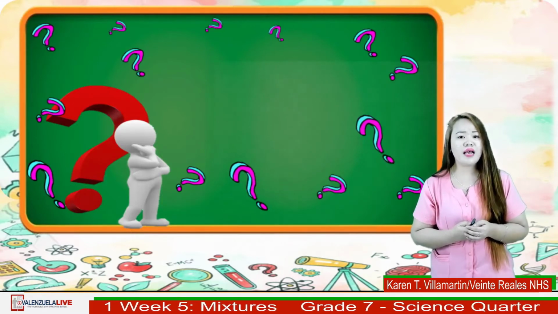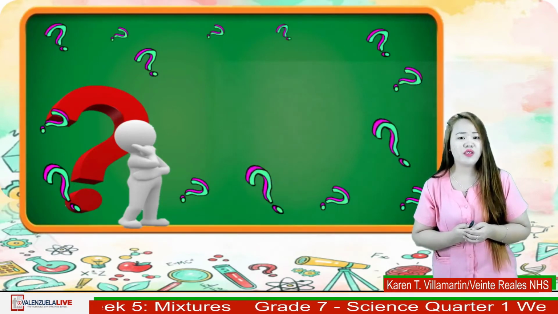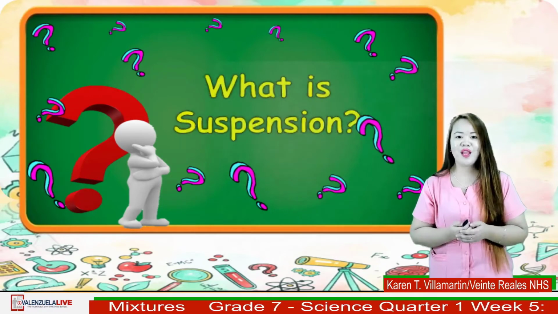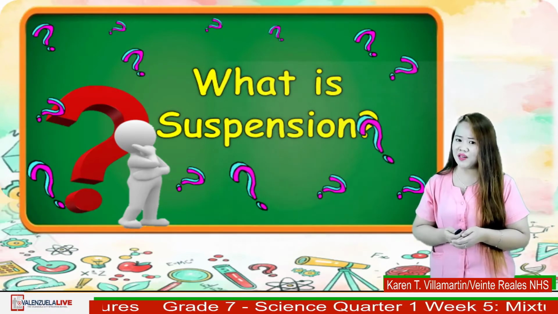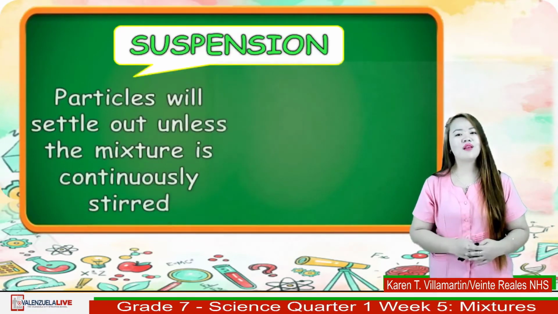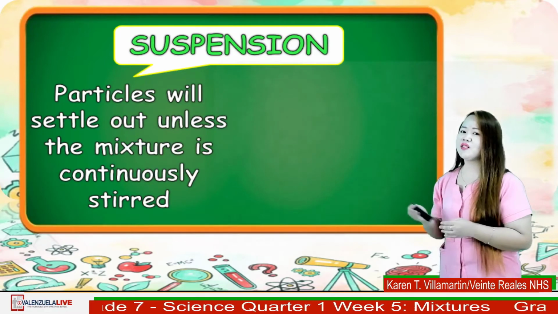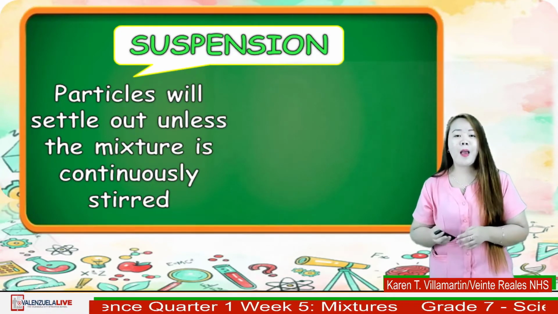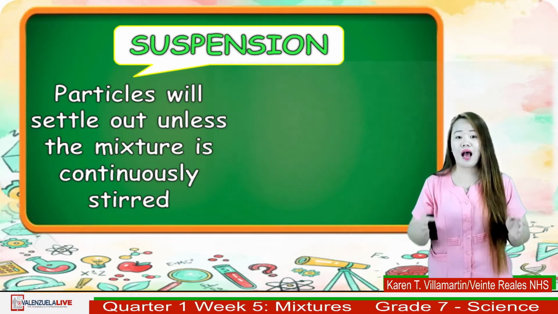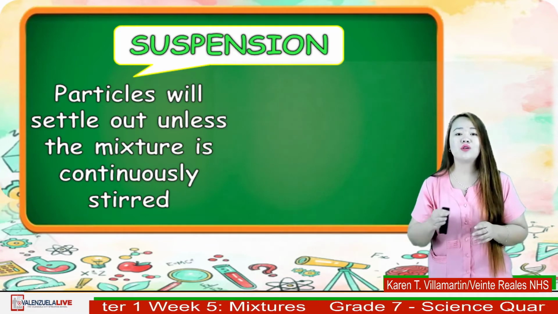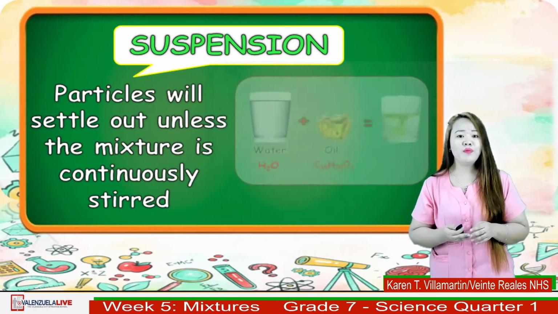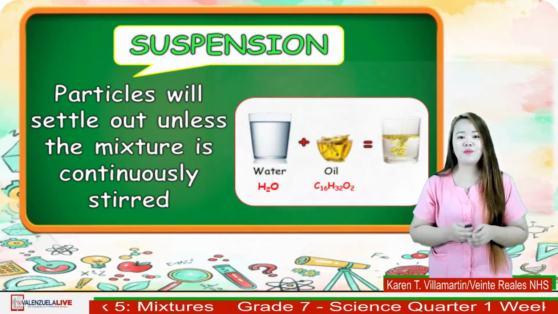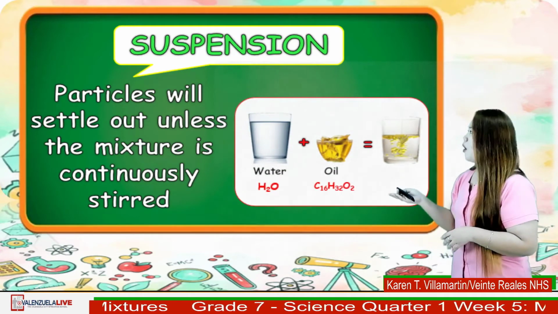While our last classification of mixture is suspension. What do we mean by suspension? Suspension is a mixture of water and a non-dissolved material. Particles will settle out unless the mixture is continuously stirred. One example of suspension is mixing oil and water.